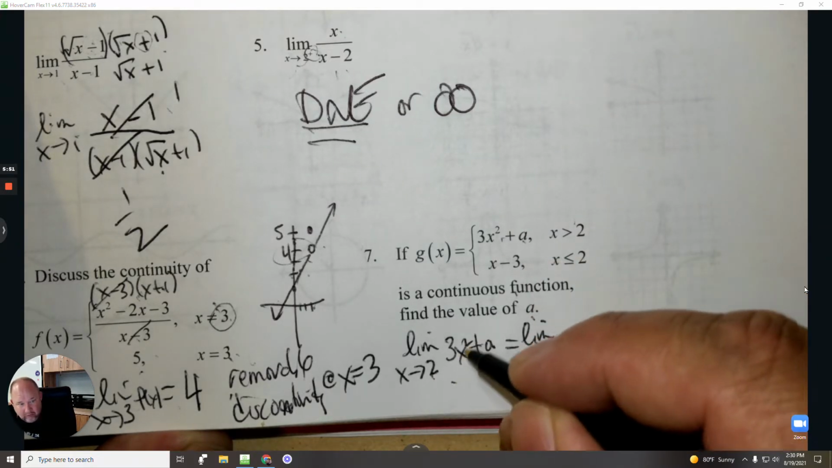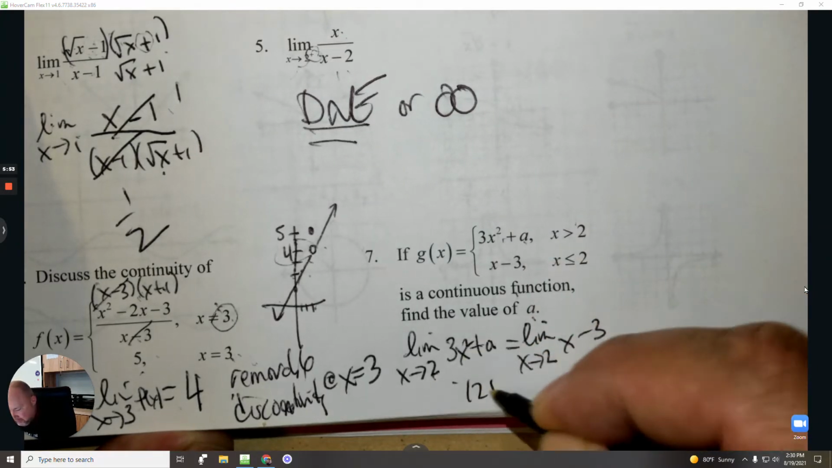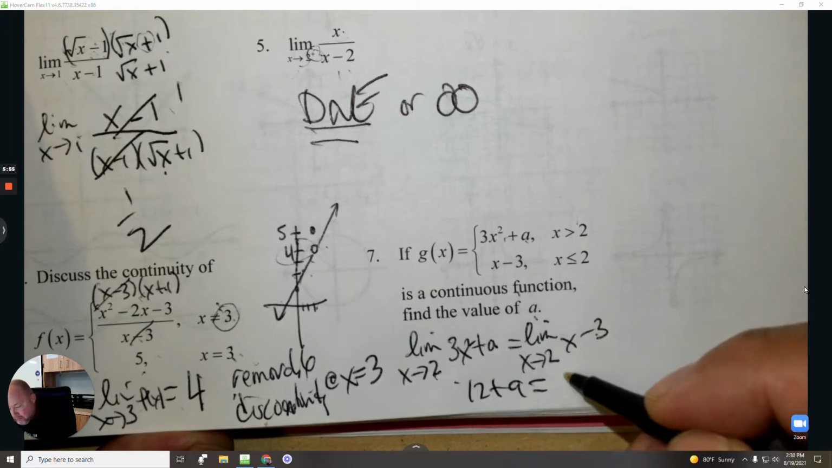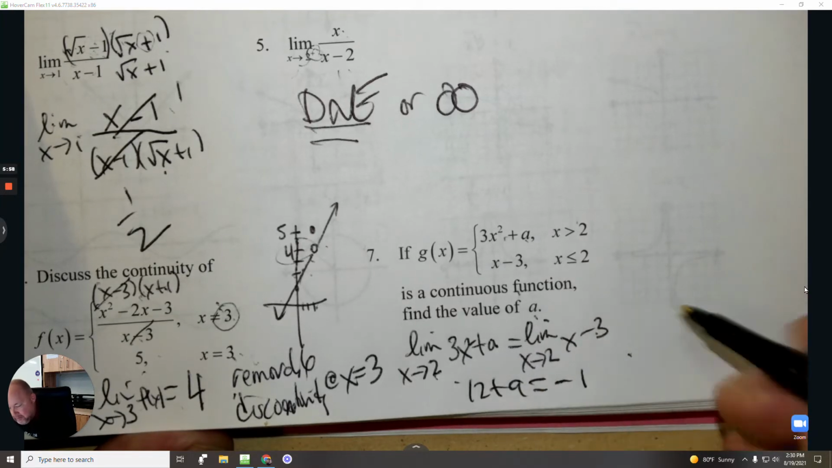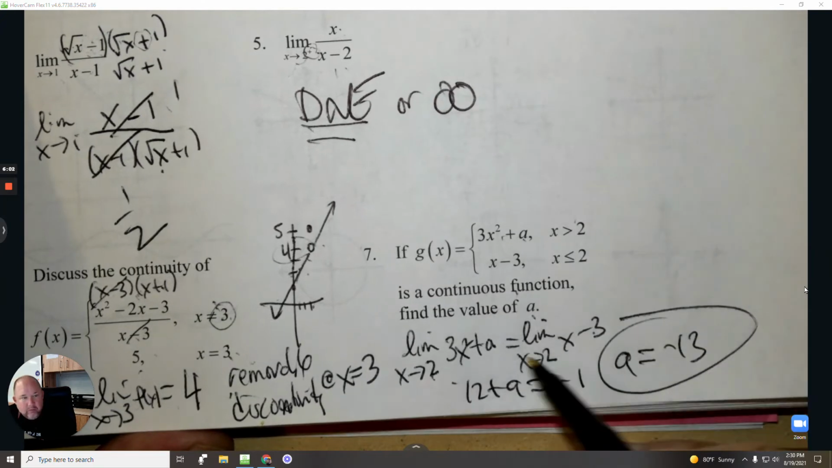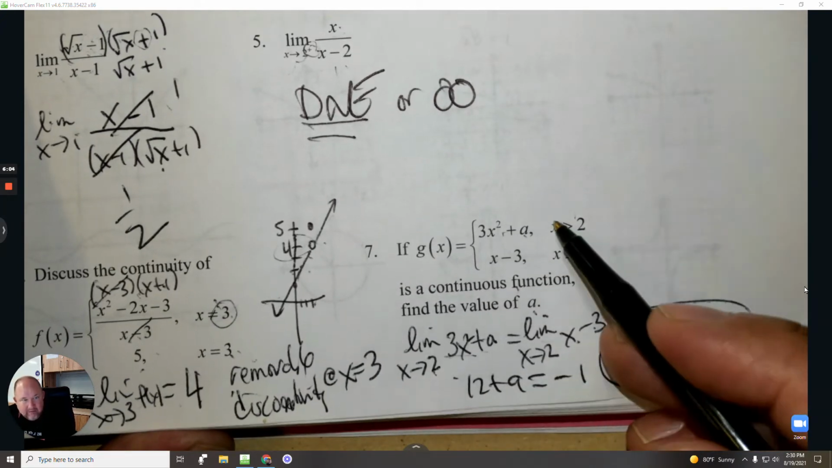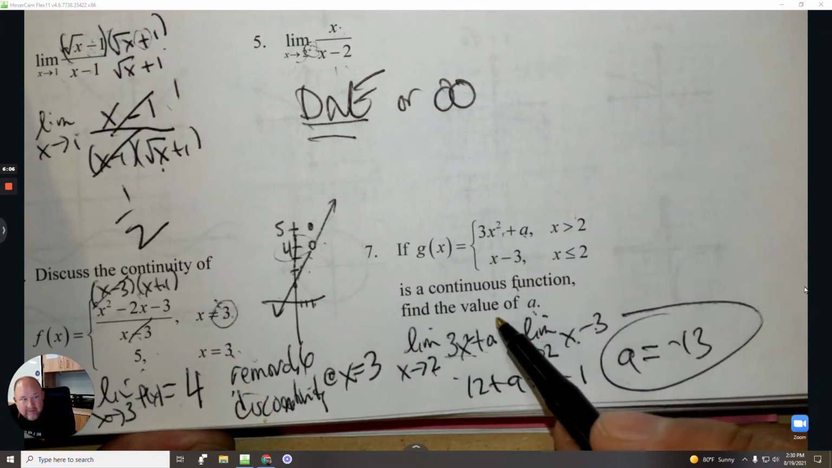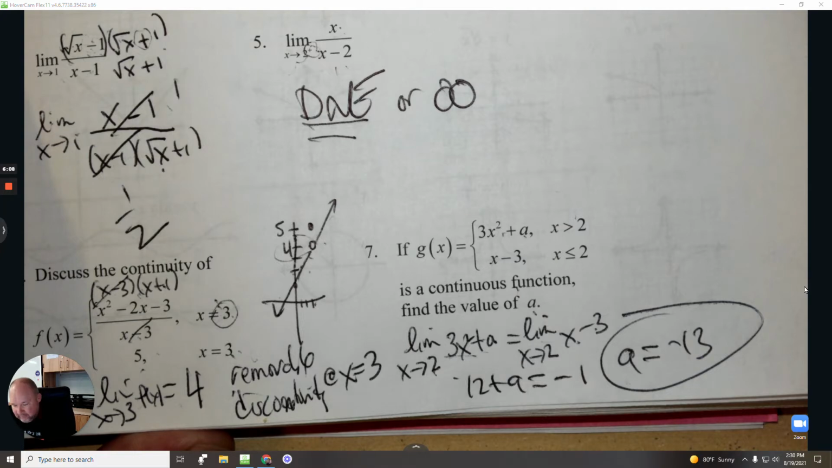2 squared is 4, and 3 times 4 is 12. Plug 2 in, and I get negative 1. So a, when I subtract 12, is negative 13. That value would make these equal to each other, and if they're equal to each other, then it's continuous there.